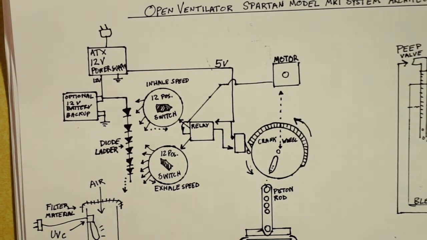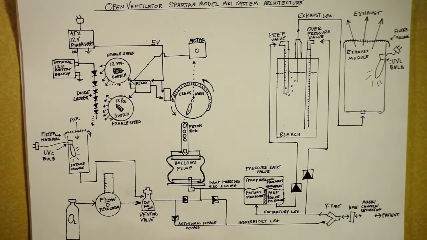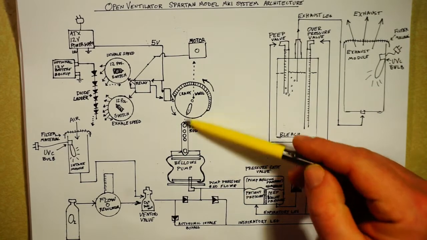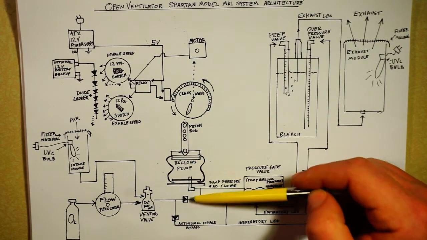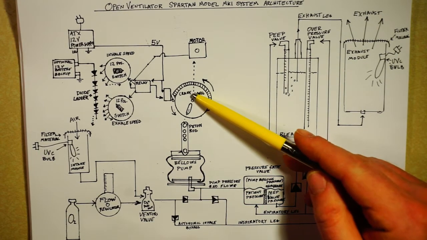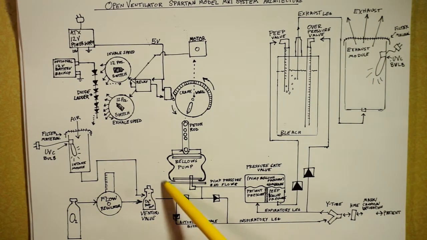Now let's take a look at the pneumatics. Zoom out here. Okay, so the pneumatics are also fairly simple. We have this crank moving around which pushes a piston up and down, which compresses a bellows, pushing air into the system or sucking air into the bellows. So over here we have an oxygen supply, a flow regulator, and a Venturi valve. None of these pieces are included in the scope of the ventilator that we built.